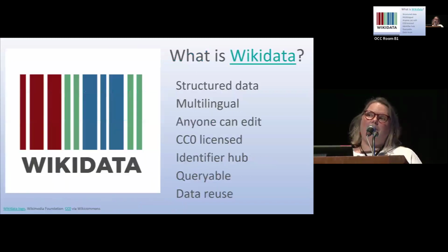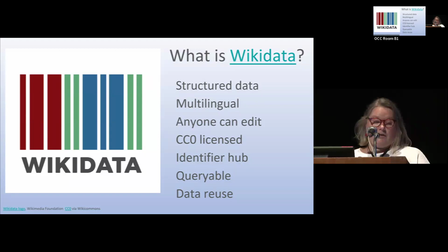So what is Wikidata? It's a sister project to Wikipedia. It's a free, open, structured knowledge base. It's multilingual by design. It can be read and edited by both humans and machines. It has a large volunteer community who are constantly enriching the data. All the data is licensed under a Creative Commons Zero license, meaning it can be reused without restriction.